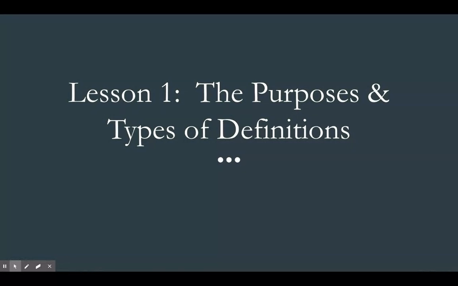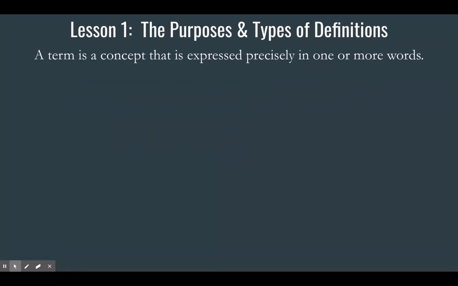The purposes and types of definitions. So, a term is a concept that is expressed precisely in one or more words. So, if I pointed at this and said desk, I am giving this the term desk. If I said stapler, chips, computer, I'm pointing at things and I'm expressing the concept in a word. Phone, right? This is what terms are. They're concepts expressed precisely in one or more words.